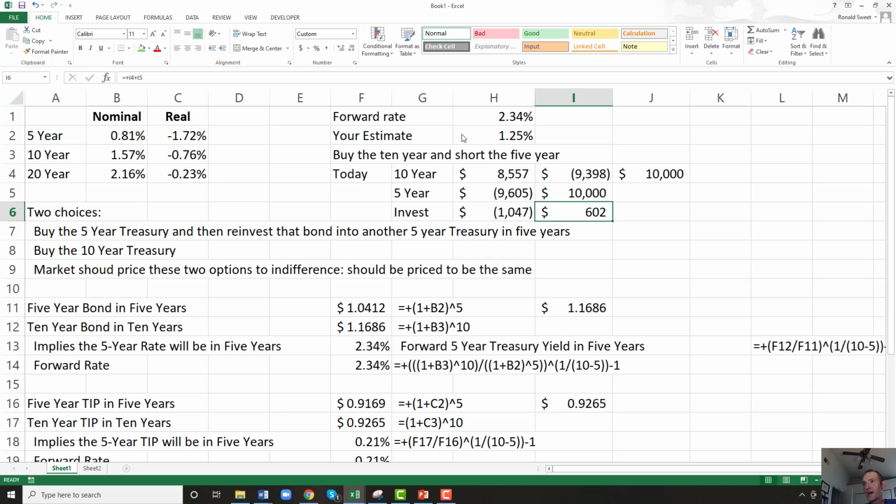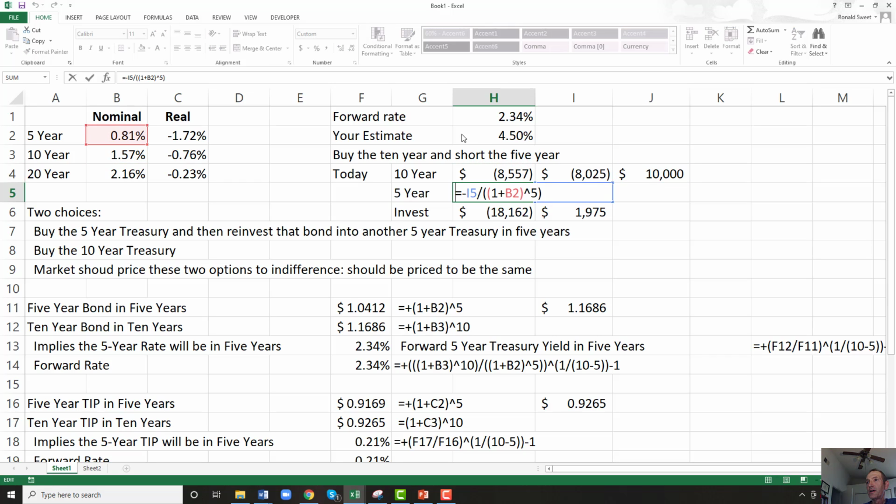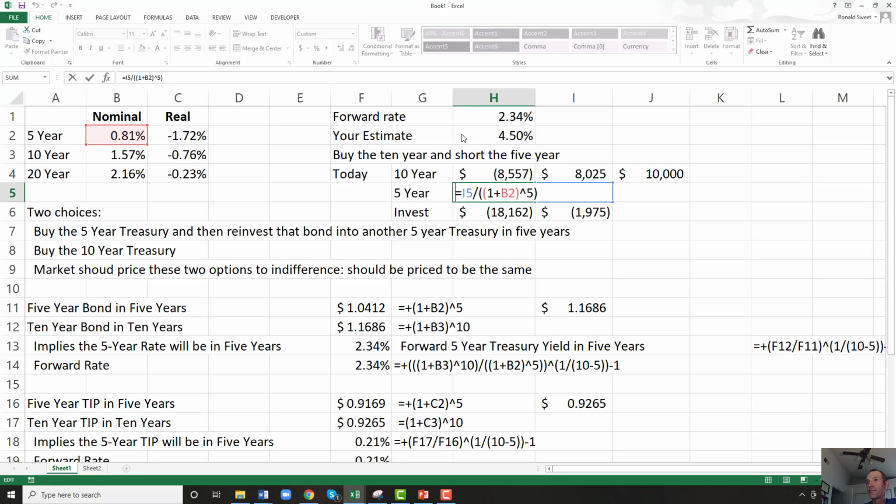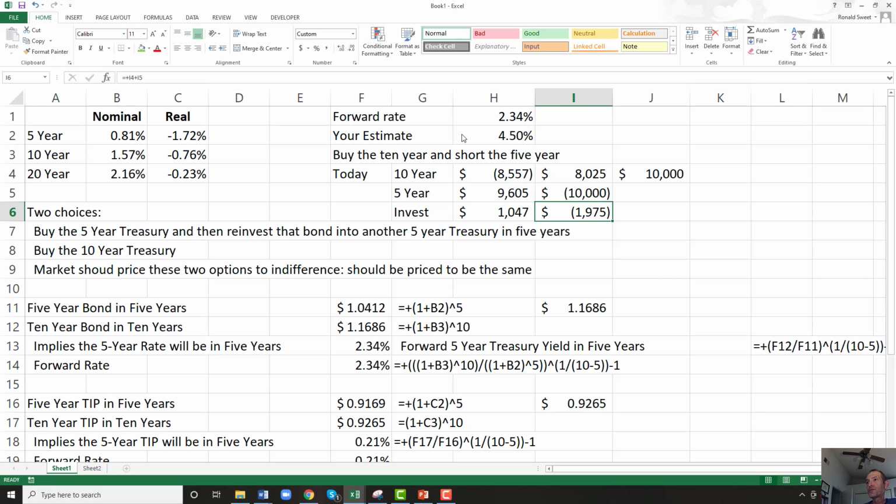602 in the future. Now, let's say you think the 5-year rate is going to be much higher in 5 years. Let's say it's going to be 4.5%. Well, if you do that, then you should short the 10-year and buy the 5-year. And if you do that, it will cost you 1,047 today, but when it matures, you'll make 1975.